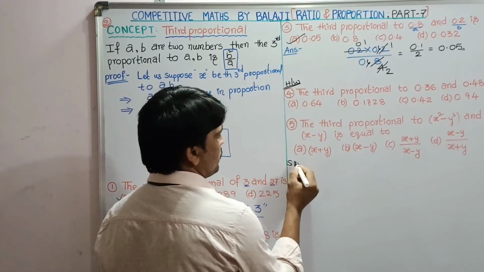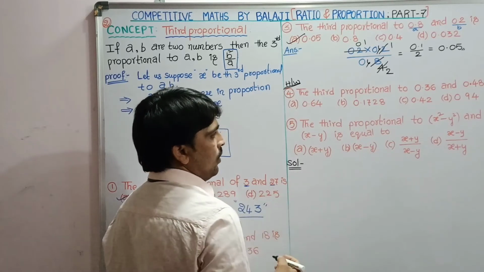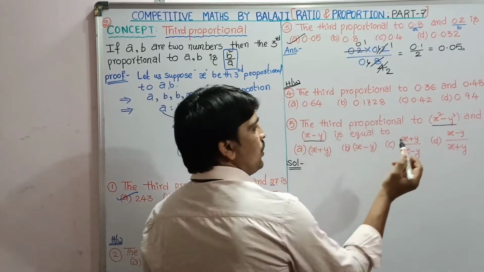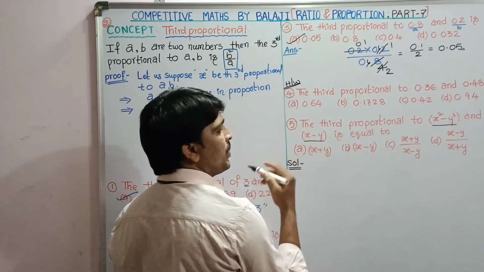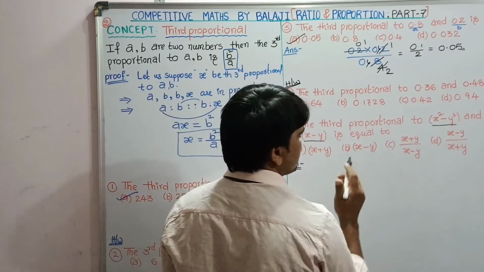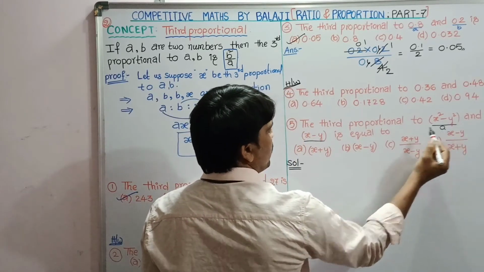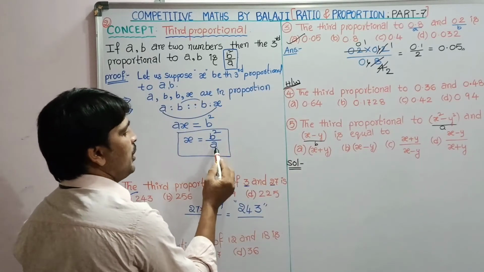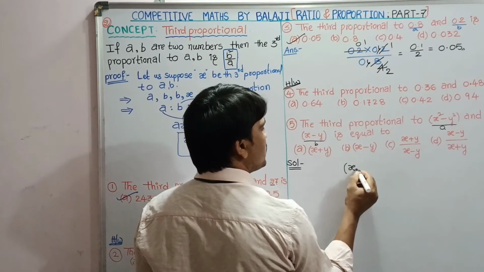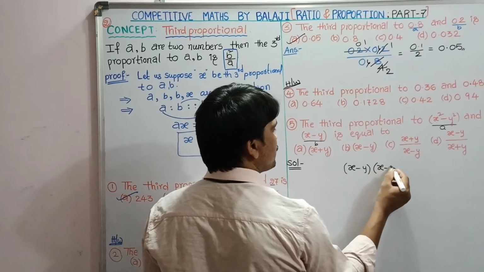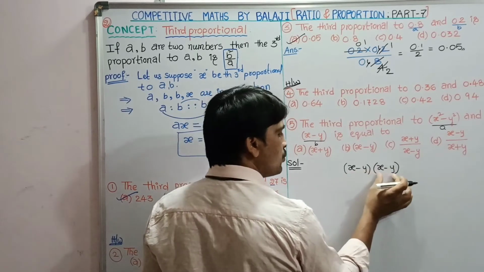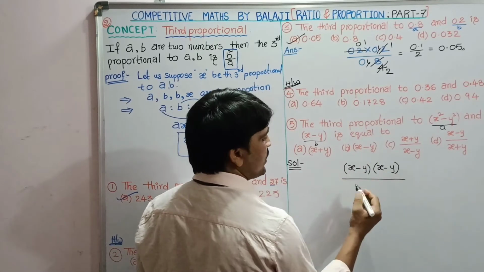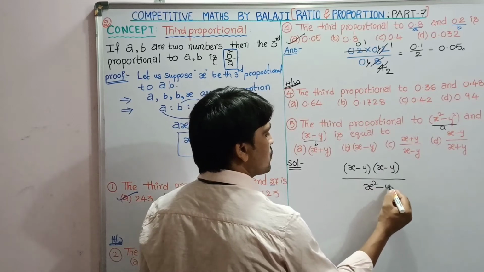Fifth question, solution. Here variables are involved in this question. The third proportional to x square minus y square and x minus y is equal to dash, and 4 options are given here. Let this be a and this be b. Then the third proportional of a and b is b square by a. That is, b square means x minus y of x minus y, as b square can be written as b into b, divided by a. A means x square minus y square.